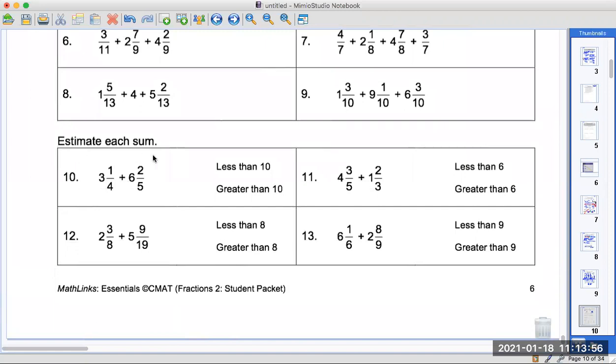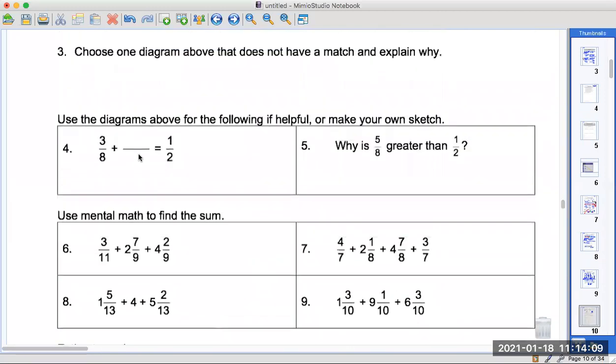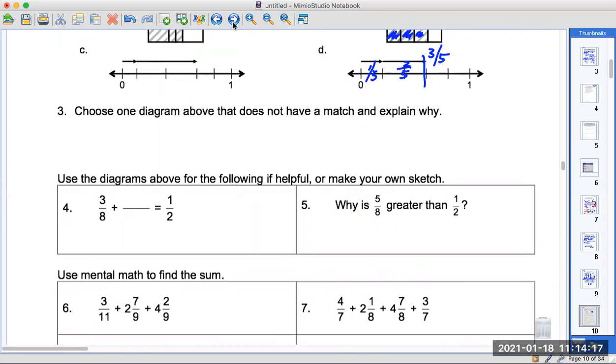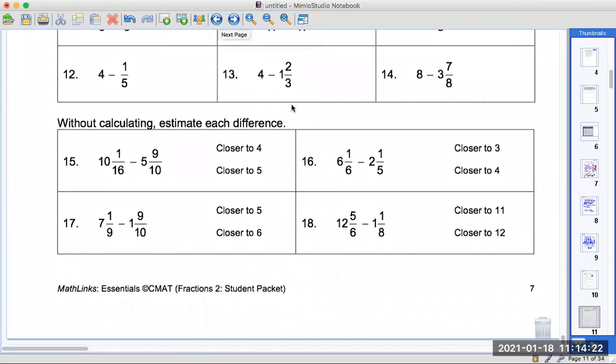Remember, when you estimate, it's just giving you an idea. Is it less than 10, greater than 10? And then mental math, you kind of group the denominators together. Okay, mental math definitely without a calculator. And again, if you have questions, please don't hesitate. We're going over it in class. And then this page 7 is notes. And I think that's the last page in this.